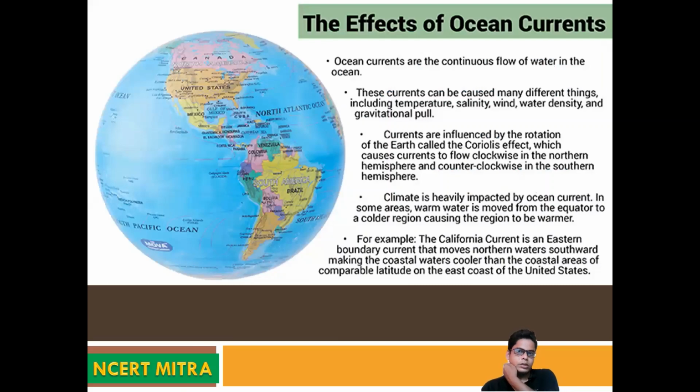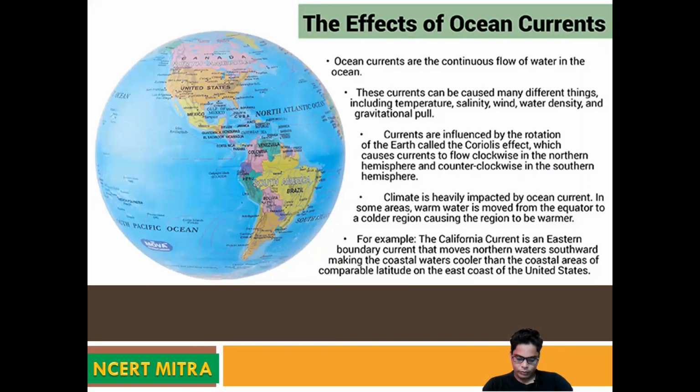Now we are going to discuss some of the effects of ocean currents. Means, what are the effects of the ocean currents? In the previous video we already discussed that there are two types of ocean currents. First one is the warm ocean current and second one is the cold ocean current. In this video we are going to discuss their types and their effects on human lives, as well as the biotic lives on the earth surface and the sea surface.